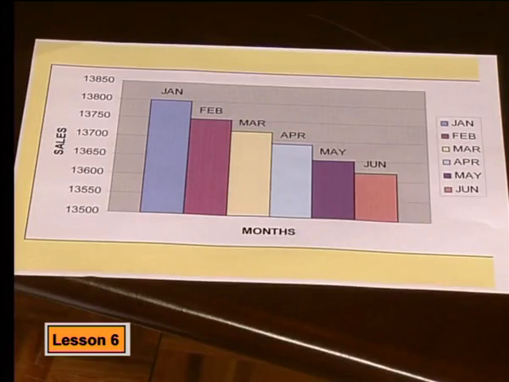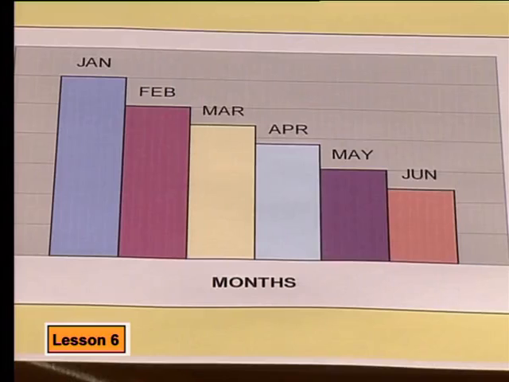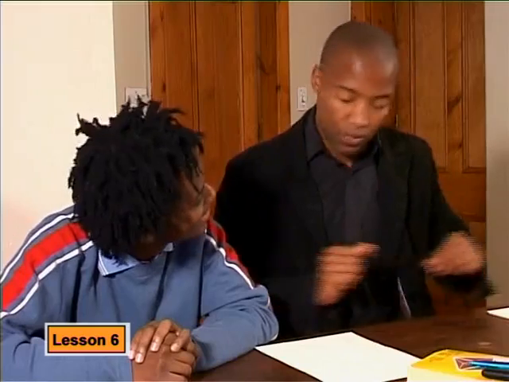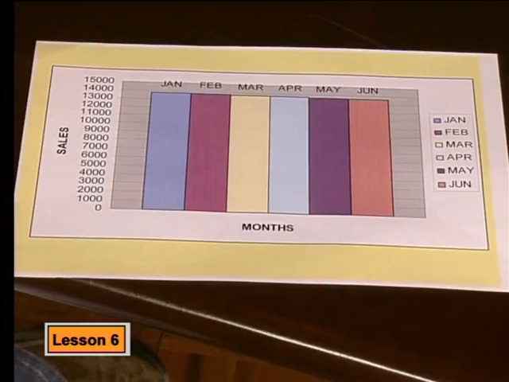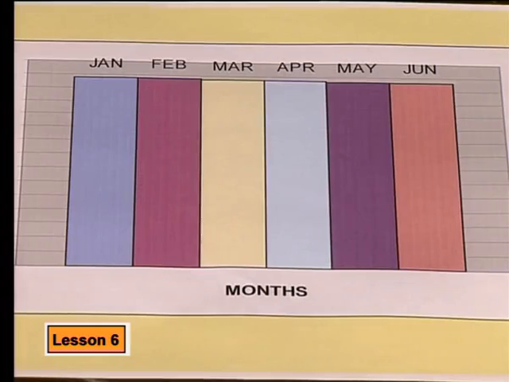Well, I think that this graph shows that the shop is not doing very well. It seems to be headed downhill. Sales are dropping every month. How about this one? This one looks alright. It looks like a solid business. The sales are around about the same every month.